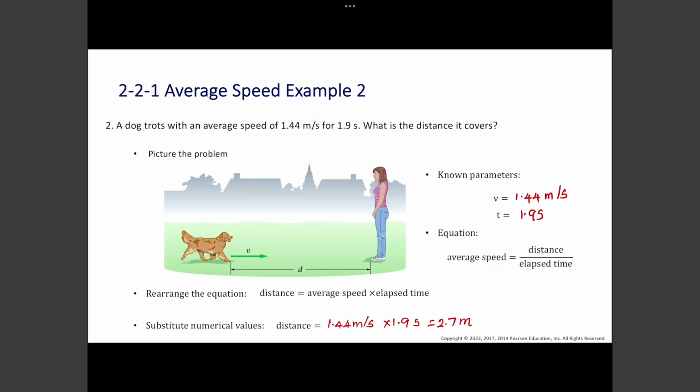Again, the answer should have only two significant figures because the time has only two significant figures and the speed has three significant figures. So the answer should contain the least number of significant figures.